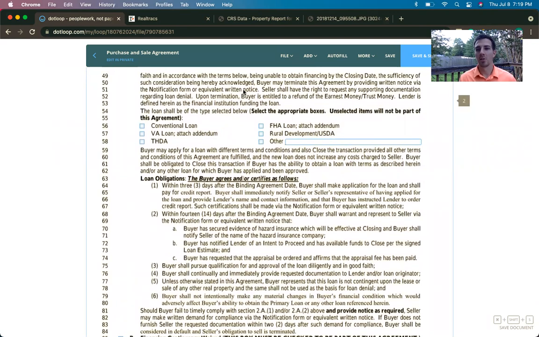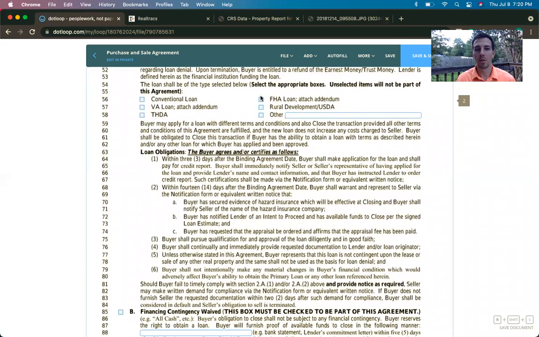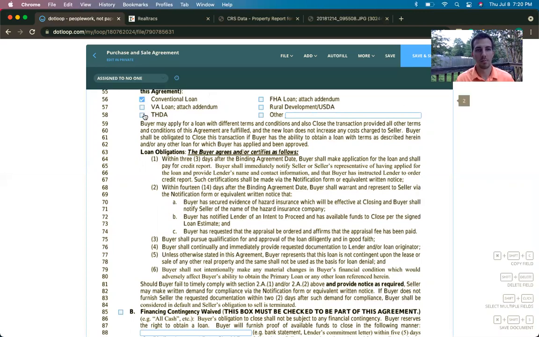And then again, if the buyer cannot get qualified for their loan, the seller has the right to request any supporting documentation regarding the loan denial. And if the buyer is entitled to a refund, they get it back. Here you will check which type of loan they are getting. In our example, it's conventional. Make sure you check one of these boxes.